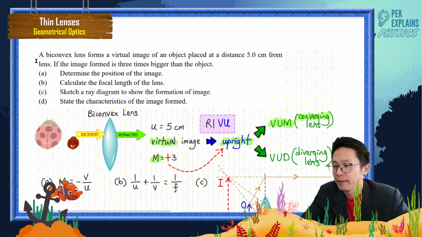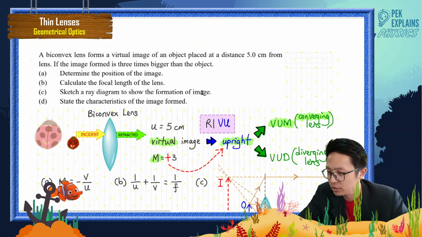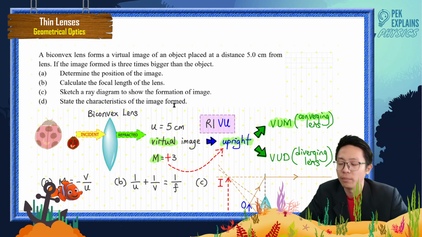Okay, a biconvex lens forms a virtual image of an object placed at a distance 5 cm from the lens. If the image formed is 3 times bigger than the object, determine the position of the image, find where the image is formed, calculate the focal length of the lens, sketch a ray diagram to show how the image is formed, and state the characteristics of the image formed.